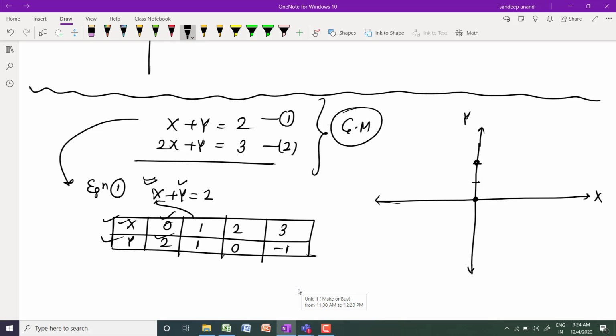Now x equal to 1, y equal to 1. This is the point x equal to 1, y equal to 1. And then x equal to 2, y equal to 0. For drawing a straight line, we require only 2 points, but we have 3 points. So you just join all these 3 points and draw one straight line, and this represents x plus y equal to 2. Yes or no?